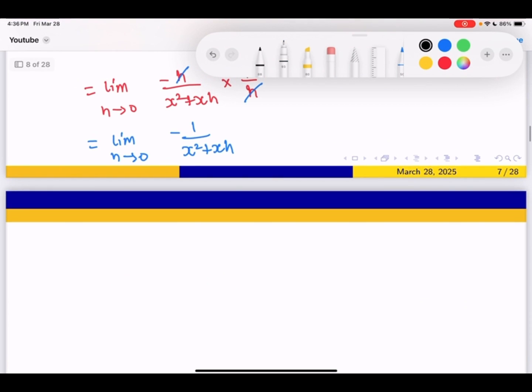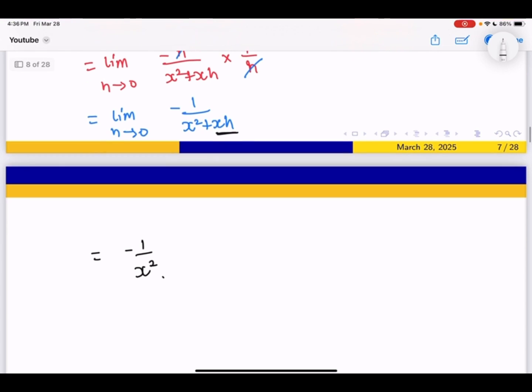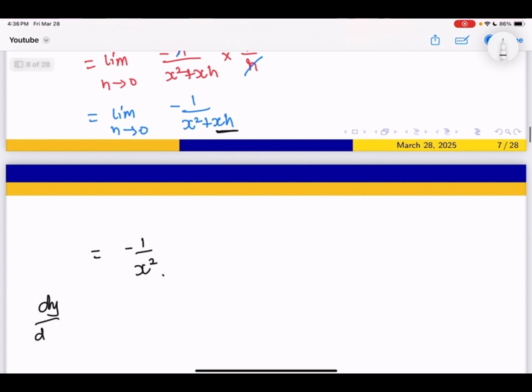So now let's take the limit as h goes to 0. Taking the limit as h goes to 0, this part will go to 0. Alright, so we are going to have minus 1 over x squared, implying that dy dx is giving us minus 1 on x squared.